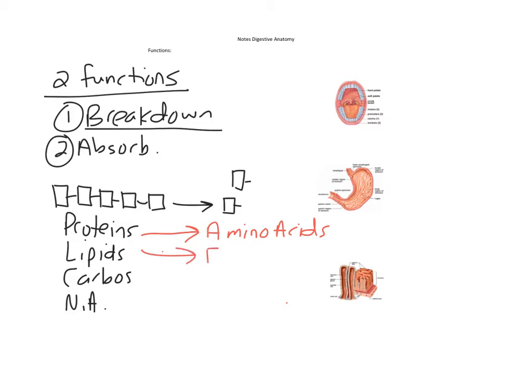All right, so proteins are broken down into their small molecules, which is amino acids. Lipids go to both what's called fatty acids and glycerol. Carbos go to monosaccharides, which are like glucose. And nucleic acids go to something called nucleotides.